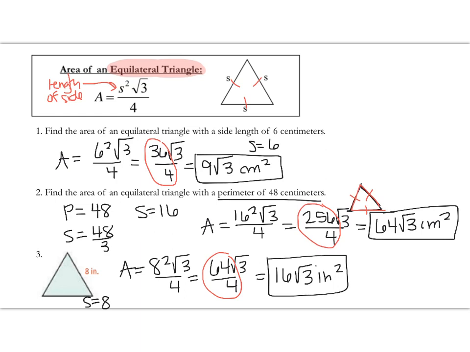So all of those should have radical 3's in their answer. You're just going to leave those alone, but see if you can reduce them. If you can't reduce the outside numbers, like has happened, you'll just leave it as a fraction.